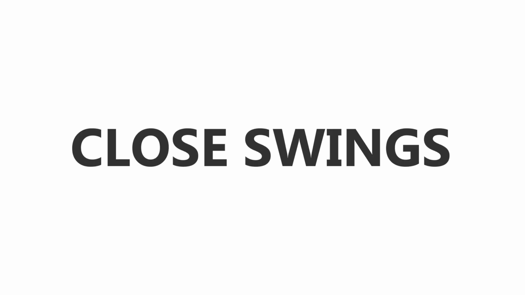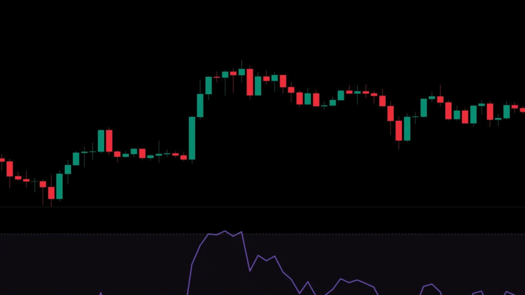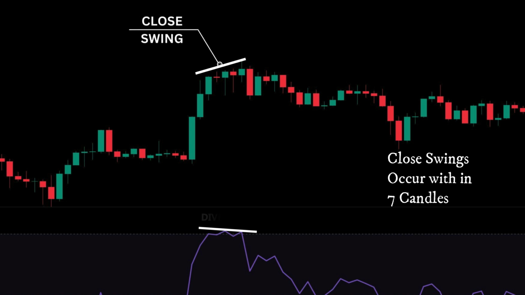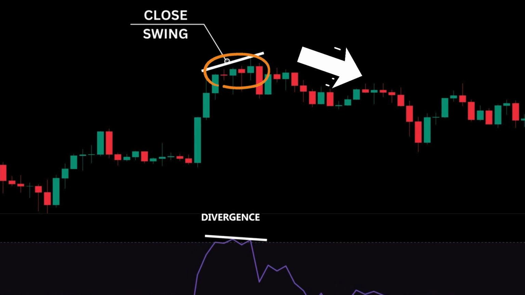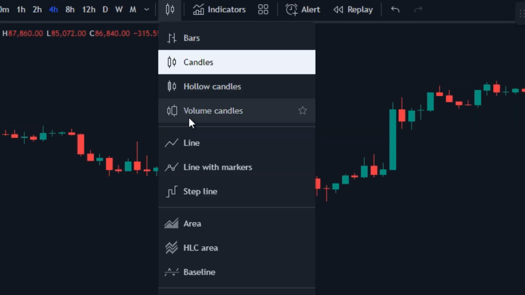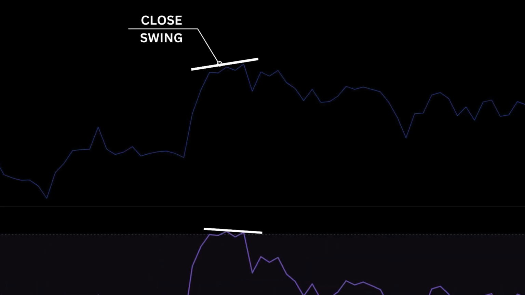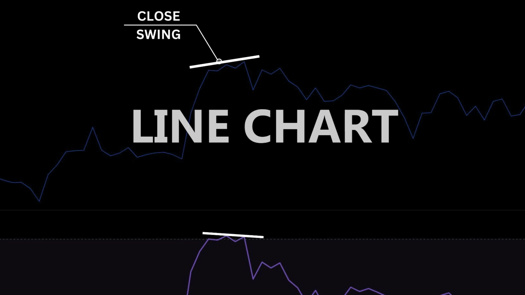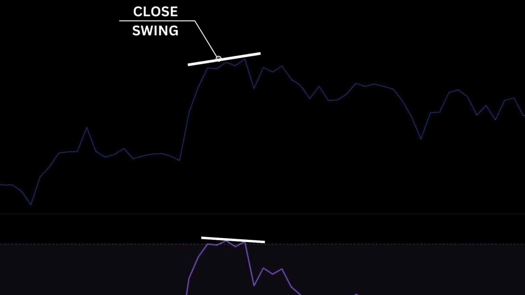These types of swings are not easy to spot because close swings occur within 7 candles. Over here the price slightly fluctuated, but on the RSI there is a divergence and therefore the price pulled back. To spot these small, tiny divergences, you can use a simple tip, that is to turn your chart to a line chart. If you switch to a line chart, you will easily spot this divergence.